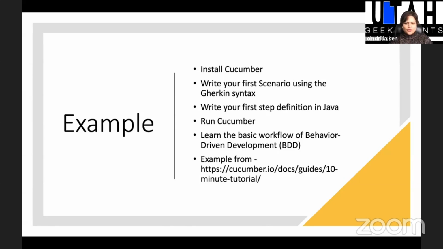If I have to give you a brief step-by-step process for how to start your BDD automation, then the first thing would be to install Cucumber. You can very easily download that. It's freely available. You also have free open source Git projects available that you can use for studying and learning. But apart from that, you can very easily install Cucumber. After that, you can have your first scenario using the Gherkin syntax. A lot of study materials are available online.